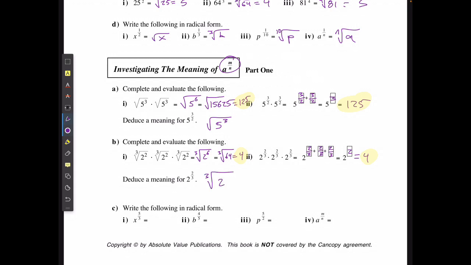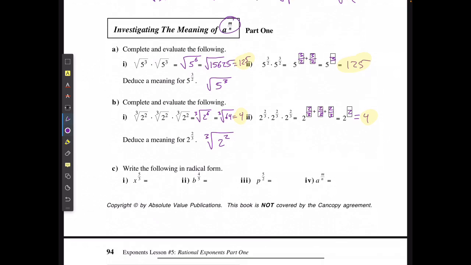So if I apply that with the variables, then I could say that x to the 5 over 3 would be the same as the denominator becomes my index, and the numerator stays my exponent. For example 2, I'm going to have the fifth root of b to the power of 4. For example 3, I have the square root of p to the 5. And for example 4, I have the nth root of a to the power of m.